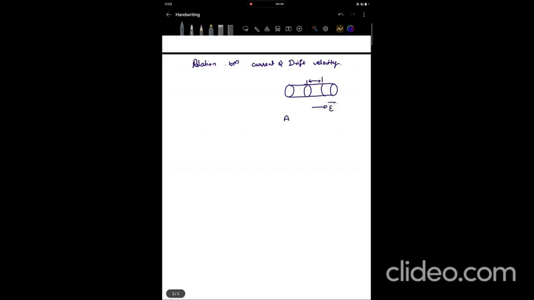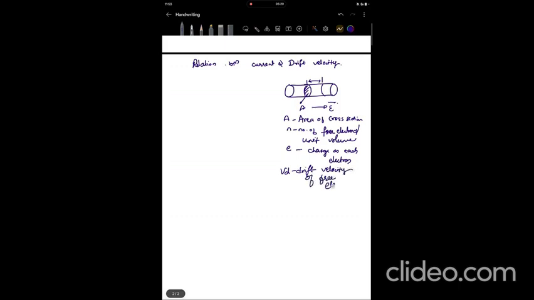A is the area of cross section. N is the number of free electrons per unit volume, e is the charge on each electron, and Vd is the drift velocity of free electrons.